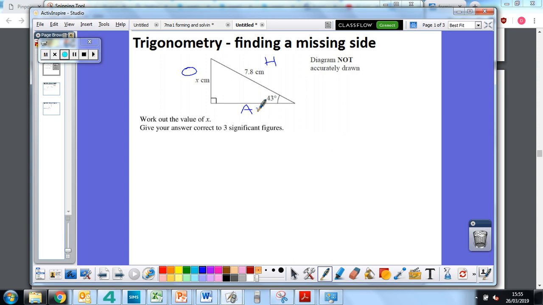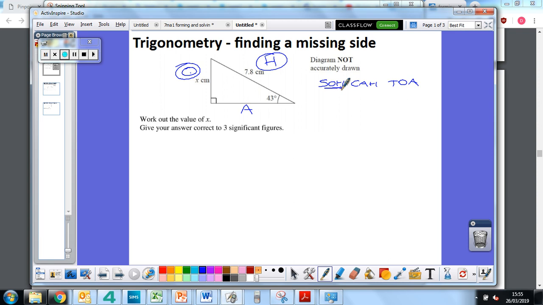Our second step is to remember SOHCAHTOA. And now we need to choose which one of those three it is. So we look at the question and we can see that we've been given the hypotenuse, and the side that we're trying to work out here is the opposite. So it's the sides O and H that we're working with. O and H means that we're working with sine.